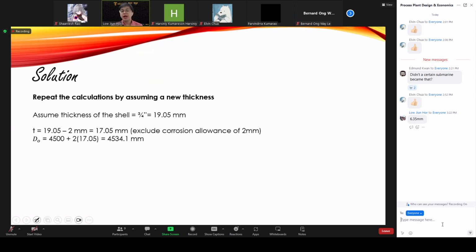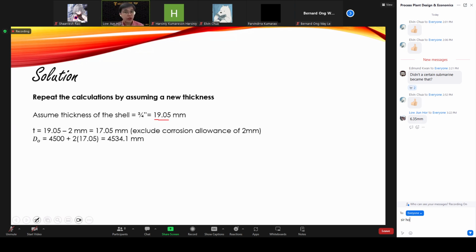19.05 millimeter. This is the second assumed thickness that we are going to use in order to check whether it is strong enough to withstand the external support or not. So meaning that the first thickness we just simply assume. If let's say it cannot be accepted, then we try again by using the second assumed value.